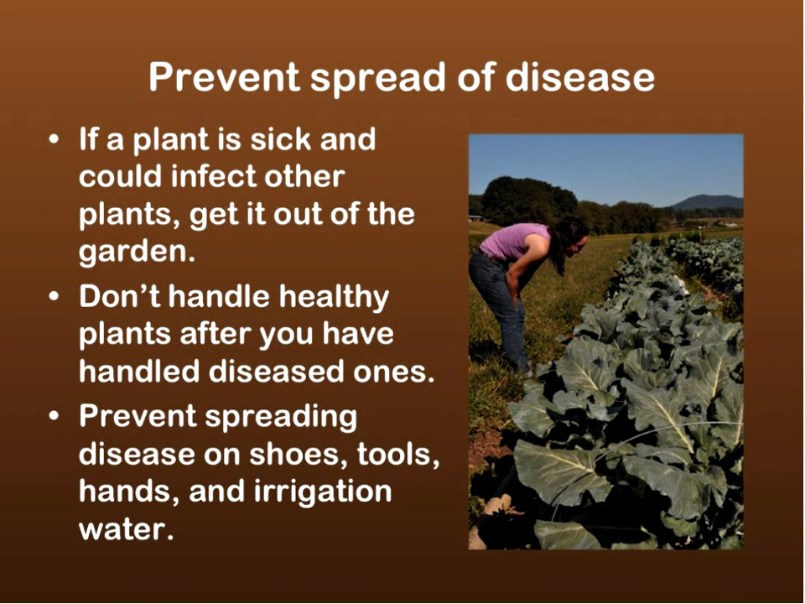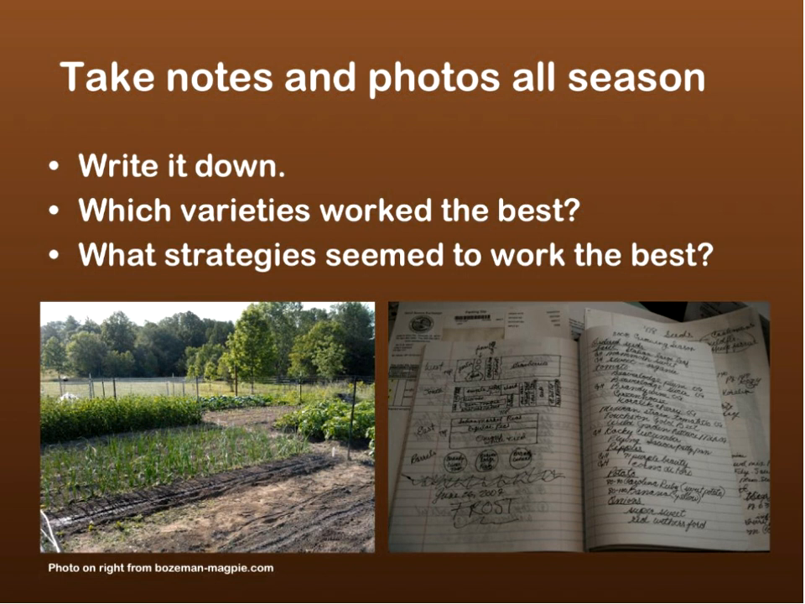Then remembering about preventing the spread of disease. This is something that a lot of our gardeners don't think of. They'll go and work in an area that's got a sick plant, maybe remove it from the garden, but then not think about cleaning their shoes or their tools or their hands before they move into another area. So these are the kind of precautions that we need to take more in organic gardens than we even do in a conventional garden, because there are just so few things that we can do to control a problem once it gets started.